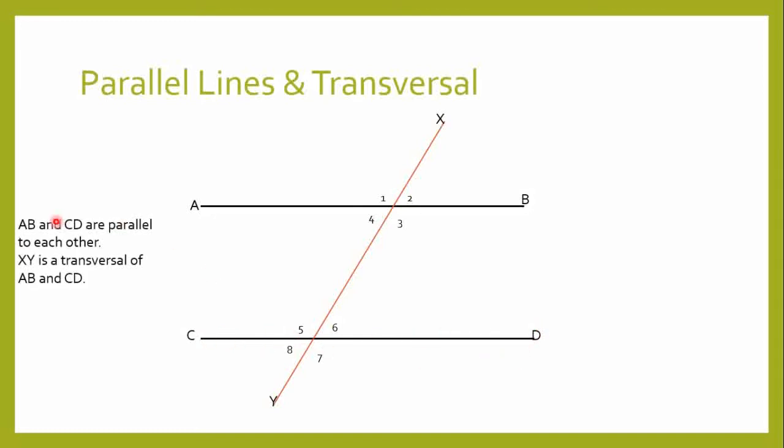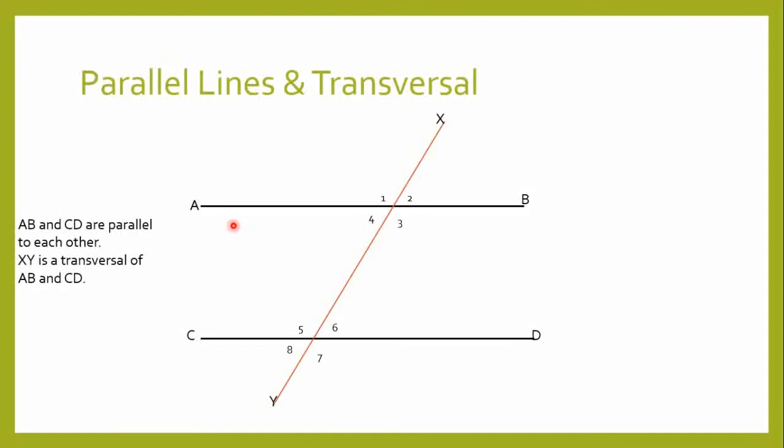So here AB and CD are two parallel lines, and then we have drawn another line XY which is intersecting both the lines AB and CD, and this XY is called the transversal of AB and CD. So what is a transversal? The transversal is a line which intersects two parallel lines. So here AB and CD are two parallel lines and XY is the transversal.